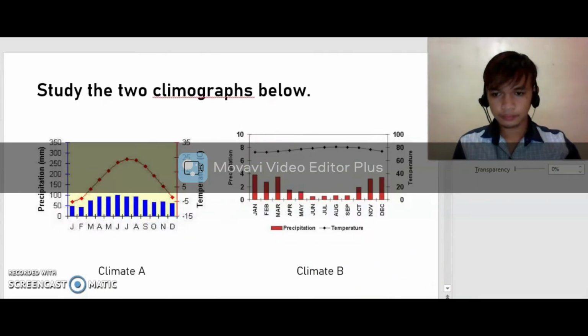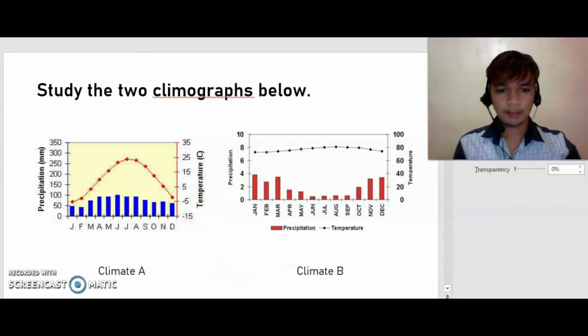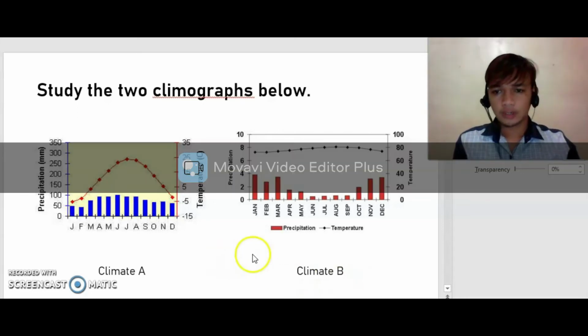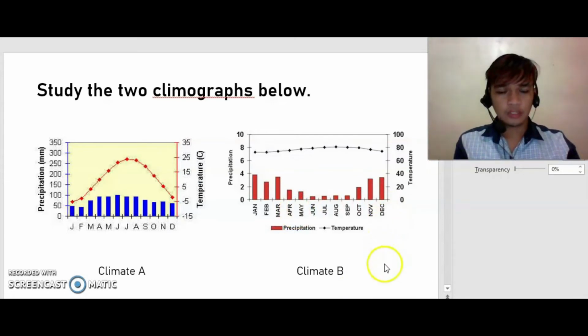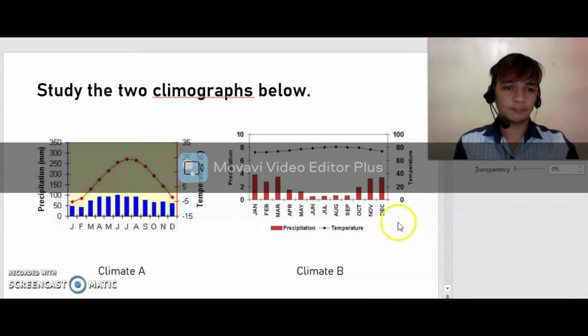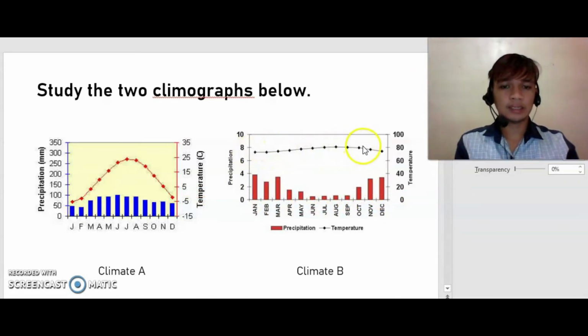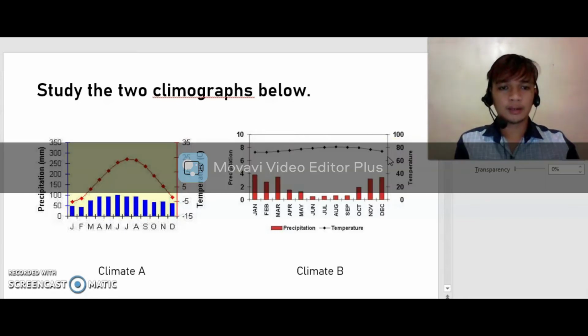Okay. Now, I have here a question. Can you pick out the one that depicts a tropical climate? Which one is it, climate A or climate B? While you are thinking of your answer, you must consider the amount of precipitation and temperature in all of the months. If your answer to my question is climate B, then you are definitely correct. Climate B is an example of a tropical climate. From the precipitation and the amount of temperature, we can see which location is near the equator, the one that maintains almost the same temperature in all months.